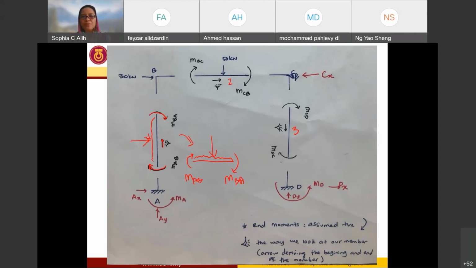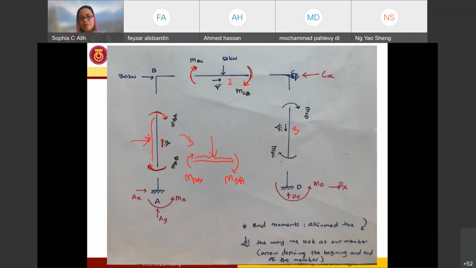So for element number 2, since it is already in horizontal direction, there is no problem because I can easily look into it as a beam element, but I need to define an arrow on how I have to look into it. So I look into it from here to here. On this member, since I have already cut it, I have end moment. I notate it as MBC because it is close to joint B. I assume it to be positive moment, so it's going to be clockwise direction. And similarly at this end, I have another end moment MCB, also clockwise.